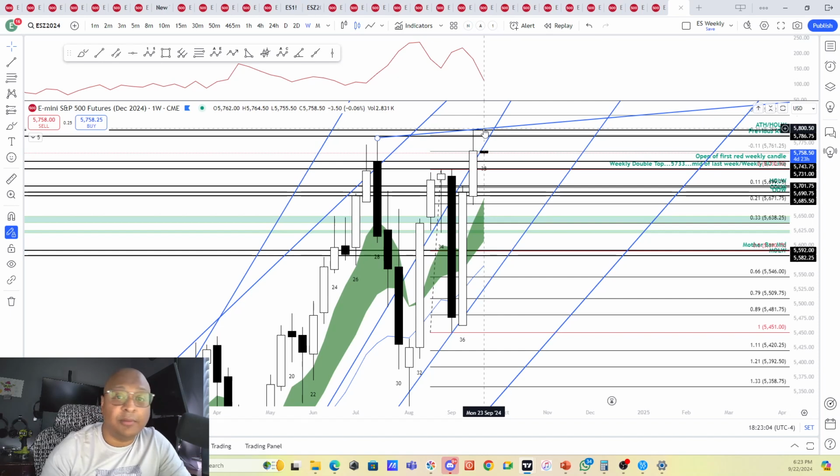However, if we keep going above that, then we will have to count the number of points, the number of legs, look at possible reversal areas, look at the generic support and resistance areas, and then take a call on the next trade that we want to take.